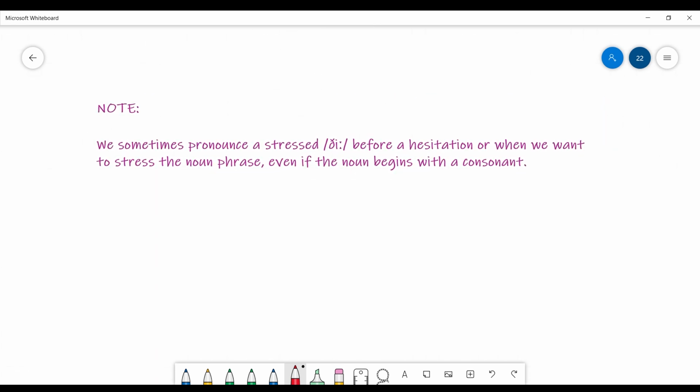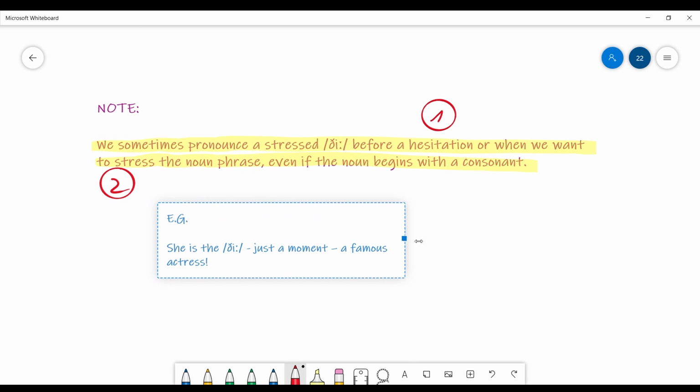But let's look at this note. So, we sometimes pronounce a stressed "thee" before a hesitation, or when we want to stress the noun phrase, even if the noun begins with a consonant. Okay? Very important rule. Let's look at what it says. First thing, if we are hesitating, we are not sure about something, or we want to emphasize the noun phrase, we can pronounce the article as "thee." Yeah? Let's look here.